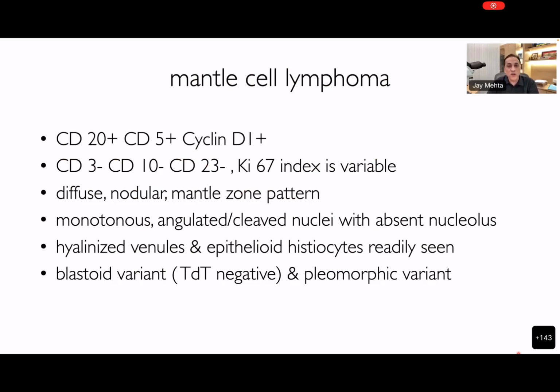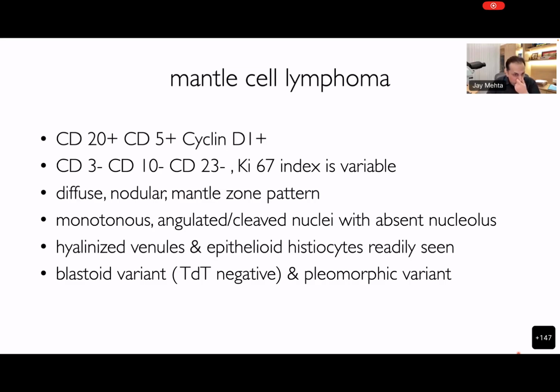It varies from very low to very high if you have a blastoid variant, a blastoid which is CD8 negative, or a pleomorphic variant, but it can be very low, ranging from 5 to 10% as well. Mantle cell lymphoma can have a diffuse, a nodular, or a mantle zone pattern of growth. The constituent cells are monotonous, angulated, with cleaved nuclei, but this is one of the lymphomas where the nucleolus is not visible. It's basically absent. So you have an absent nucleolus in a medium-sized lymphoid proliferation with cleaved nuclei. You should think of a mantle cell lymphoma.